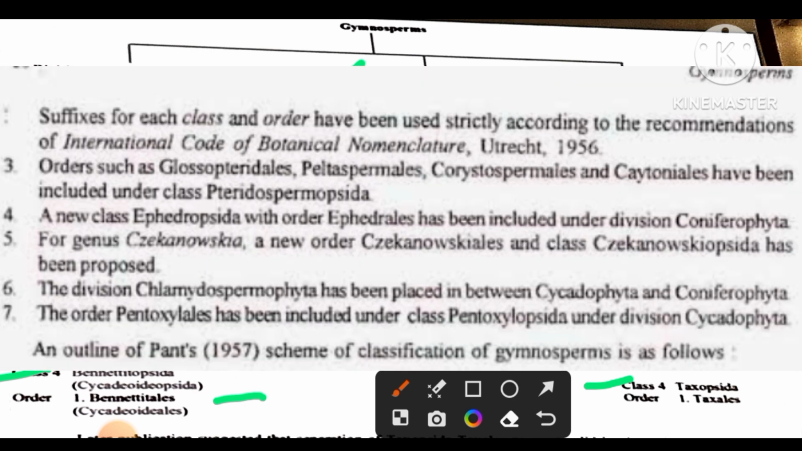Okay, now come to some important features of the classification. First thing is that Cycadophyta, Chlamydospermophyta, and Coniferophyta were raised to the rank of division. Second, a very important character of his classification is that he follows the rule of ICBN: his class words end with opsida, his order words end with ales, and his division words end with phyta. So all these are the rules of the International Code of Botanical Nomenclature, and his classification follows the ICBN rules.